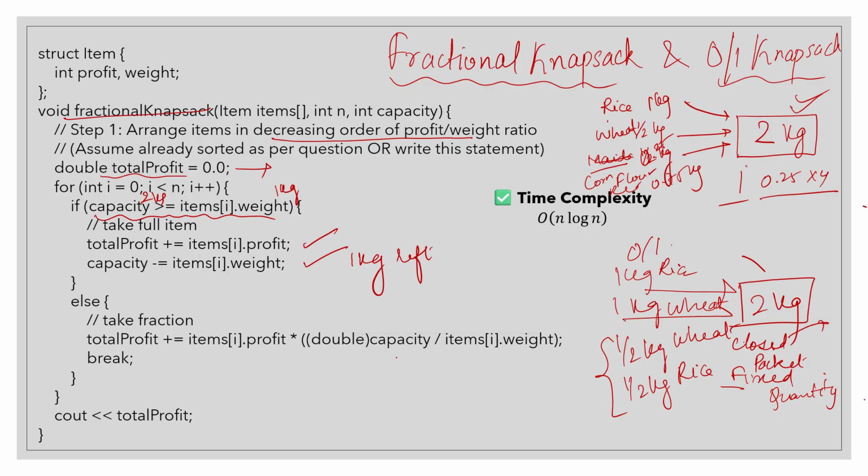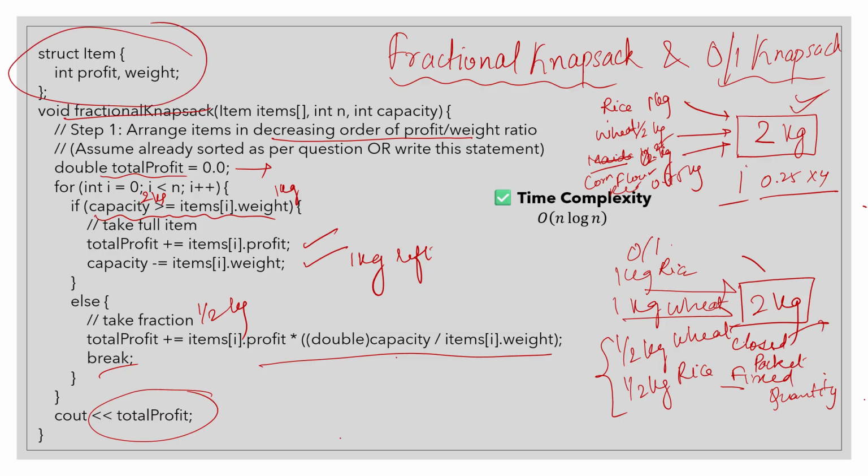Now in fractional knapsack, you can accept half kg also. I have no problem. Take the fraction, half kg, and then you break. At last you have to give me the total profit. That is what I want. Structure of item where I have profit and weight. So this was fractional knapsack.